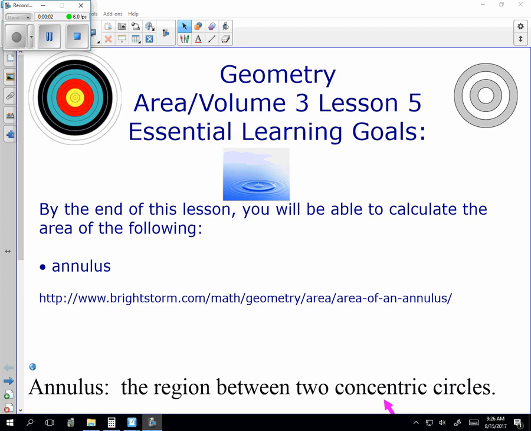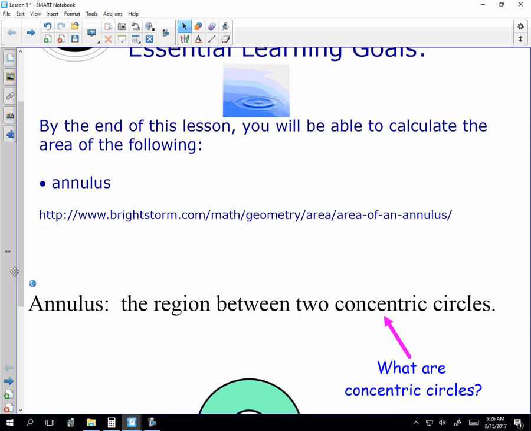Hello, and welcome to today's lesson. We're looking at Area Volume Unit 3, Lesson 5. We are going to find the area of an annulus.